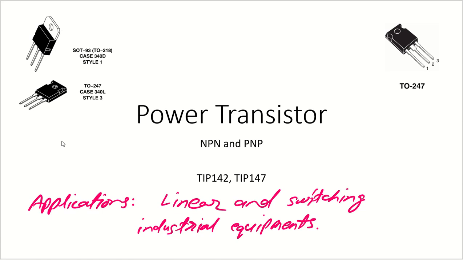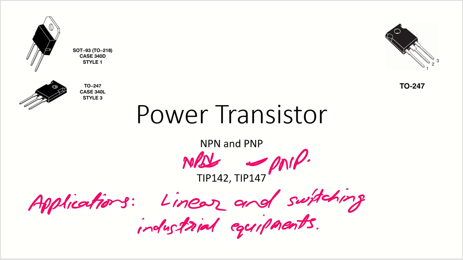Namaskar my dear friends. Let's talk about power transistors that are there in NPN and PNP forms. So we'll talk about two transistors. One is TIP142 and one is TIP147. One of them is NPN type and another one is PNP type.